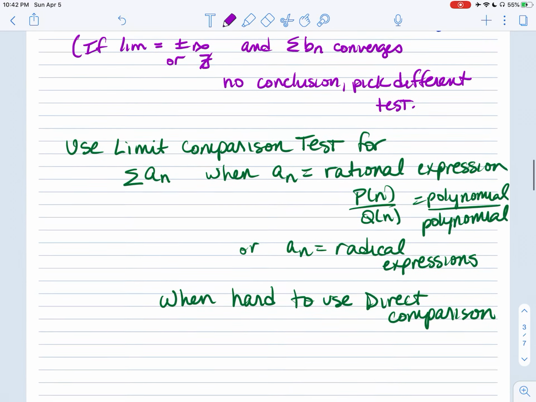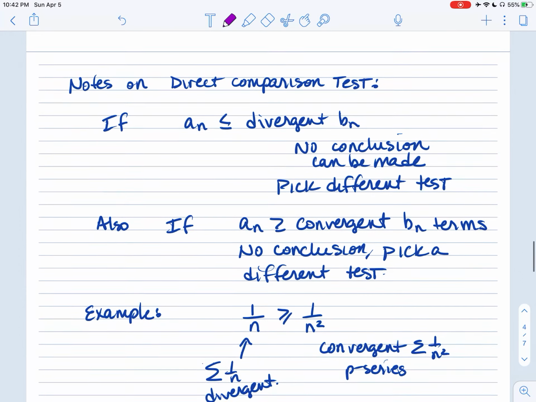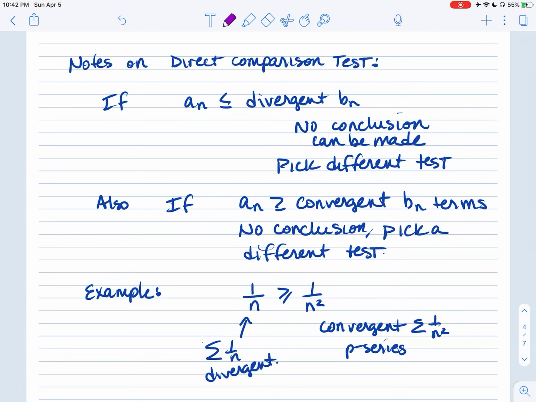I do want to, I think I put something further, notes on the direct comparison test. Let's do that before we move forward. So this page should be right after the last page of direct comparison test. So to be clear, remember, if your series is smaller than a convergent series, then your series converges. And if your series is bigger than a divergent series, then your series diverges. But let's look at the opposite scenario.